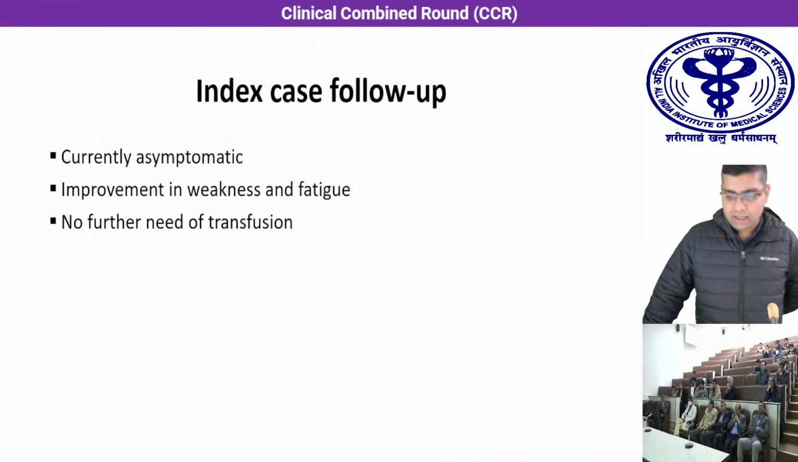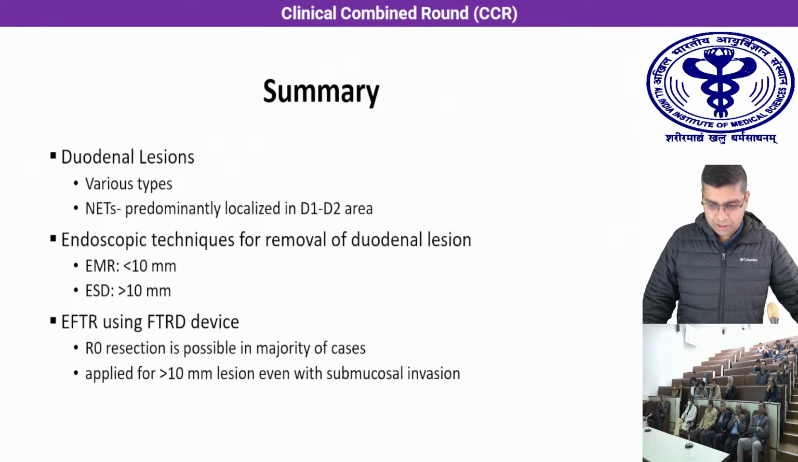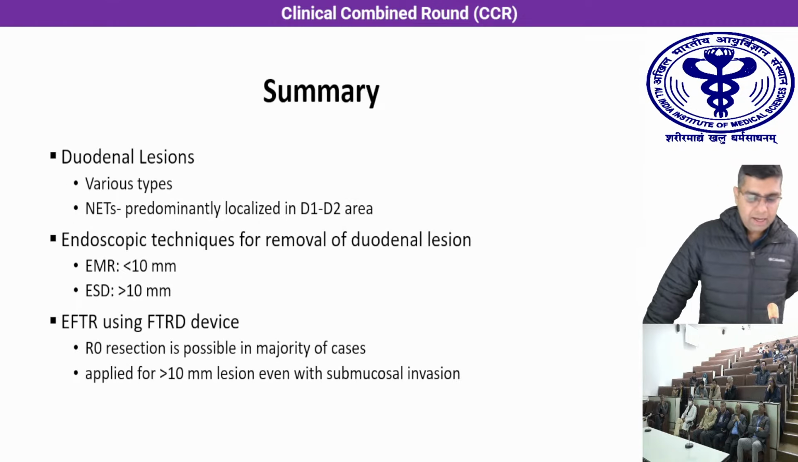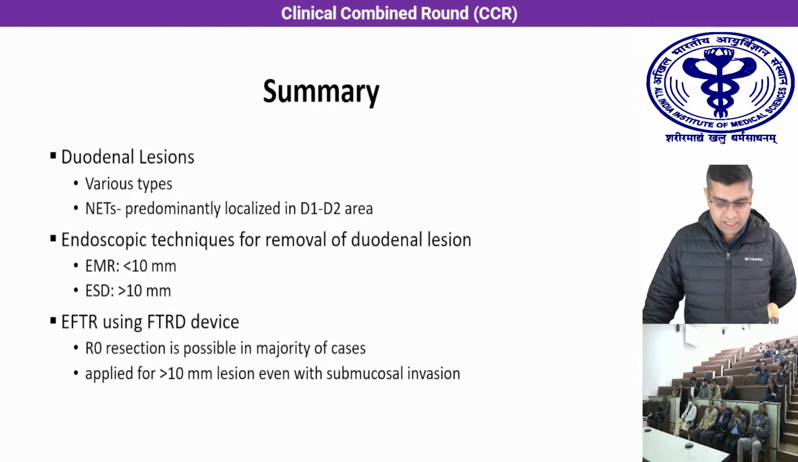In this index case, on follow-up, the patient is currently asymptomatic. He reports improvement in his weakness and fatigue, and he has not required any further transfusion. So, summarizing, duodenal lesions can be of various types. Neuroendocrine tumors form a good number and are predominantly localized in the D1, D2 area of the duodenum, and can be taken care of endoscopically if endoscopically resectable.